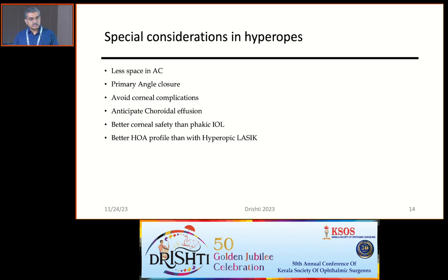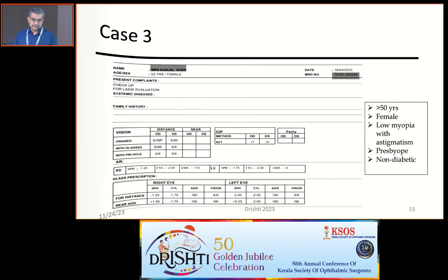So, special consideration: I am more comfortable in hyperopic patients. There are not many things which I need to take care of, except for the less space in the anterior chamber or a probable primary angle closure predilection. But if you are comfortable with your cataract surgery, probably you can take care of these things. And literature also supports that your cornea safety is better than phakic IOLs in a hyperope, and your higher order aberration profile is also better with refractive lens exchange than hyperopic LASIK.